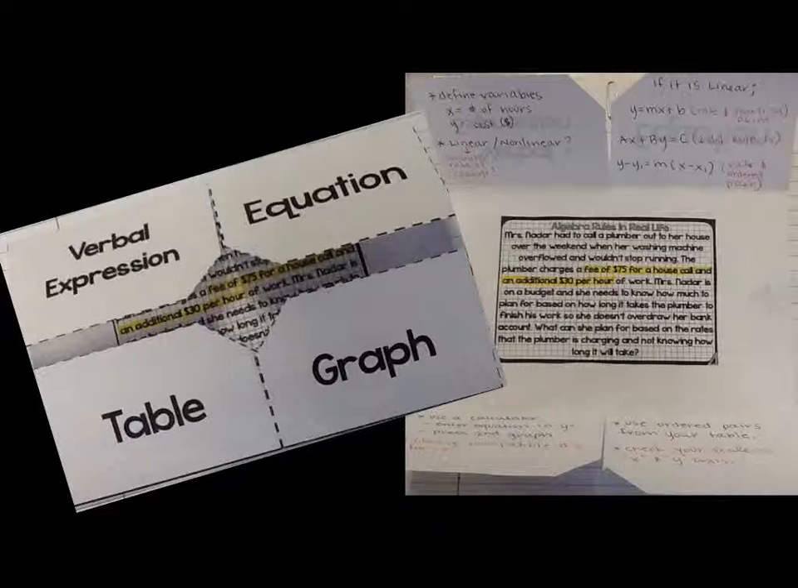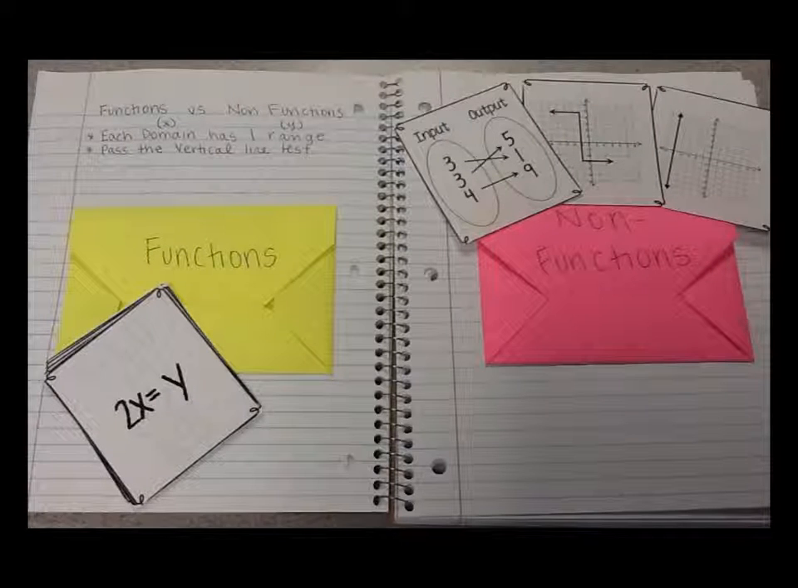Okay? Then on a separate day, we talked about functions versus non-functions. And we made these little envelopes, and I gave you cards, and then we talked about how to sort those based on what does it mean to be a function. So in order to be a function, remember that's a special type of relation where each domain, which is your x, has one range, which is your y. So that was one of the things that we talked about. And then the second thing was that vertical line test. So remember, in order to pass the vertical line test, if you're looking at a graph and you draw a vertical line, it cannot touch the graph in more than one place.